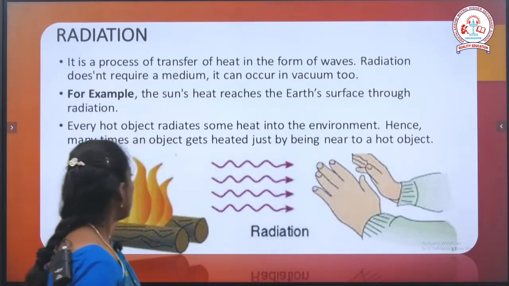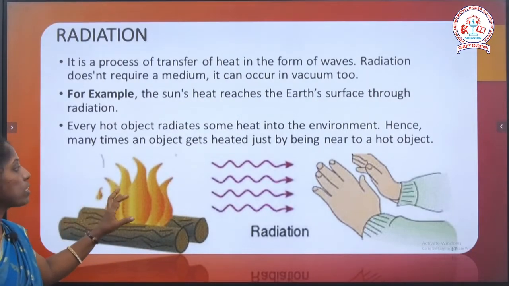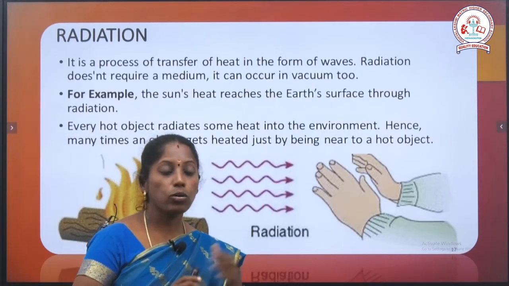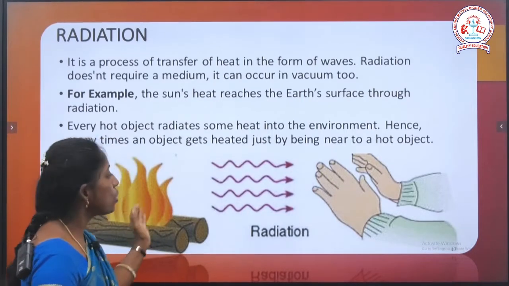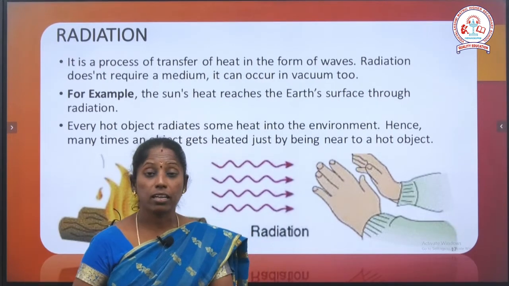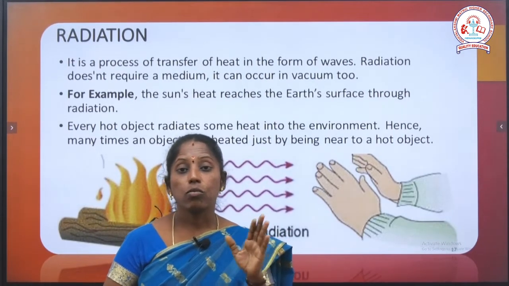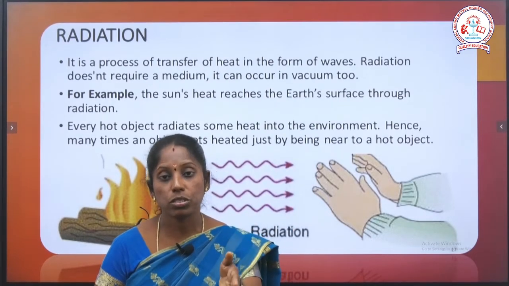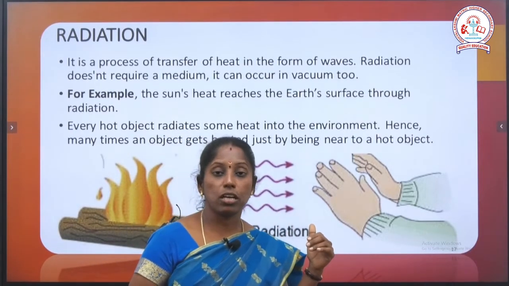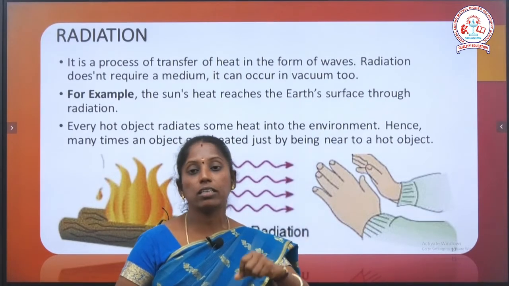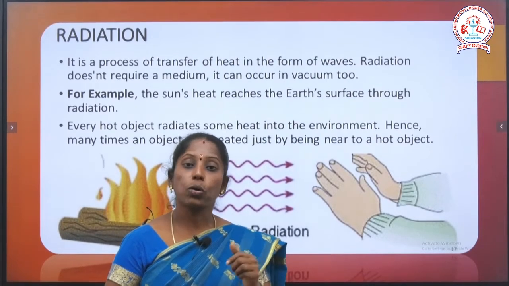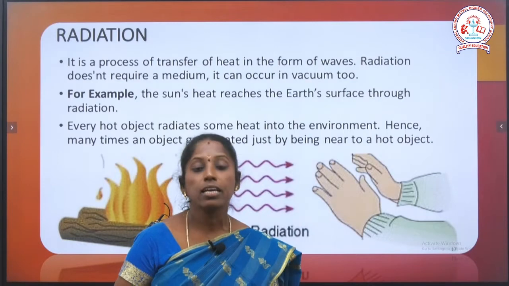We can also assume these examples. Every hot object radiates. We know that I can burn that coal. What happened? I can touch that, I can feel that. How does the heat transfer? Through radiation from that wood to our hand. If you keep anything near a hot object, that also gets heated. So we can understand the meaning. The heat transfer through waves from hotter body to colder body. So what kind of heat transfer is this? This is called radiation. What is the example for that? The sun's heat reaches the earth. That is a good example for radiation. So the heat transfer from hotter body to colder body without a medium, that we can call radiation.